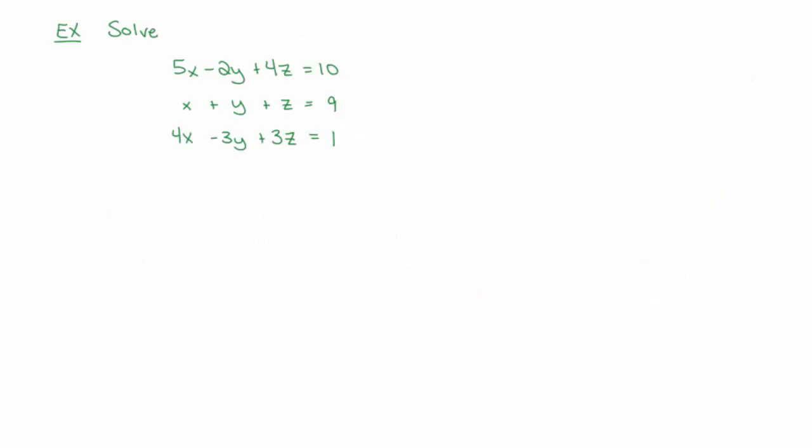So here's the example that I started the entire video with. What we're going to do is first place these coefficients into a matrix. So the coefficients of the variables go into what we call a coefficient matrix. And so let's go ahead and see what that means.